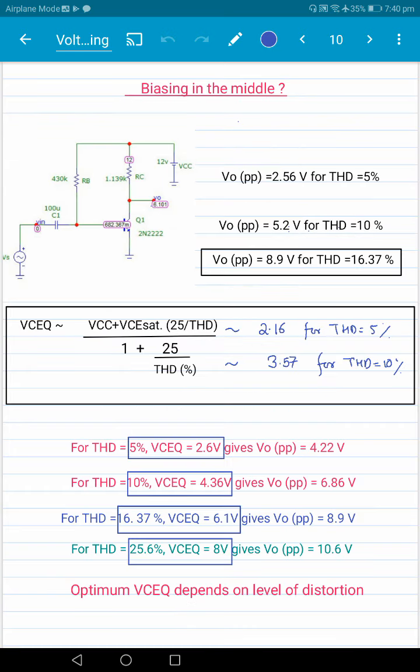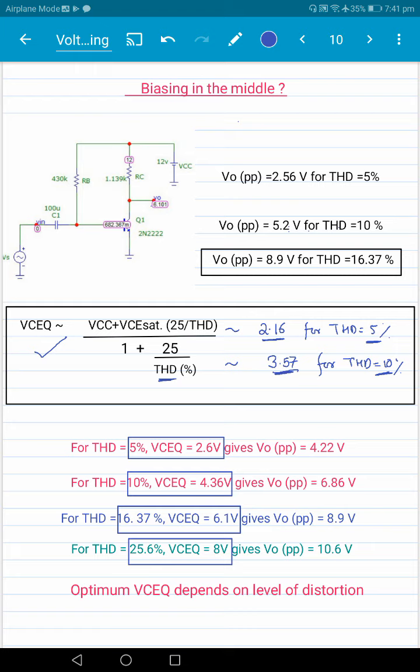So this is a simple formula that we have derived, that's shown elsewhere in a video lecture, where we show that the optimum VCEQ, the optimum bias point, depends on the harmonic distortion here, THD here. For example, for a harmonic distortion of 5%, the optimum VCEQ, note that this is an approximate formula, is close to 2.16, while for 10% it is 3.57. And the simulation results are more exact.